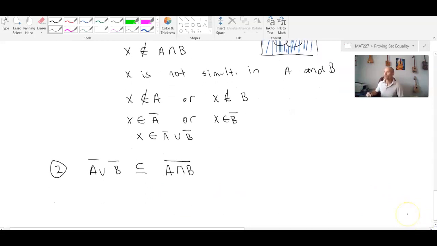Once again, we're going to start off with an element that's in here and show that it's also in here. So let X be an element of A complement union B complement. Well, what does that mean? We can go backwards here. That means X is an element of A complement, or X is an element of B complement. All we've done is deconstruct the union symbol using the definition of union. The union means it's in one or the other.